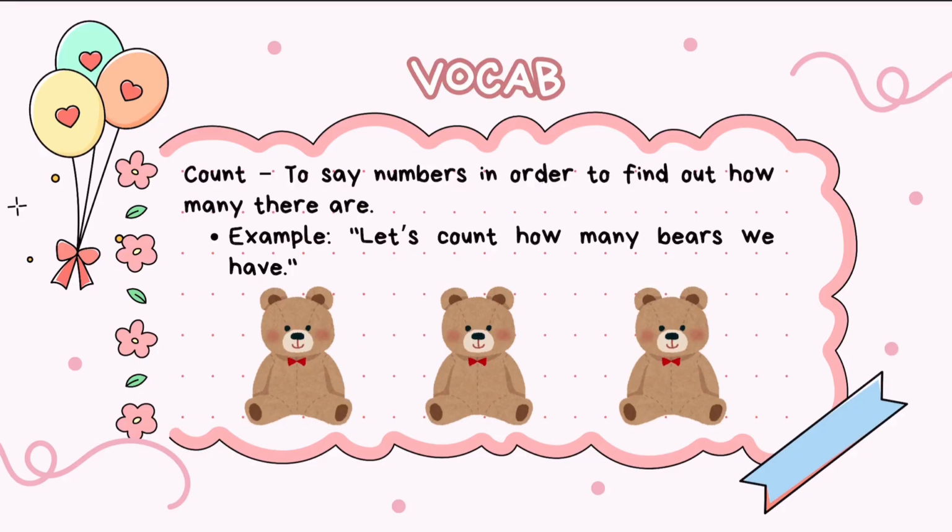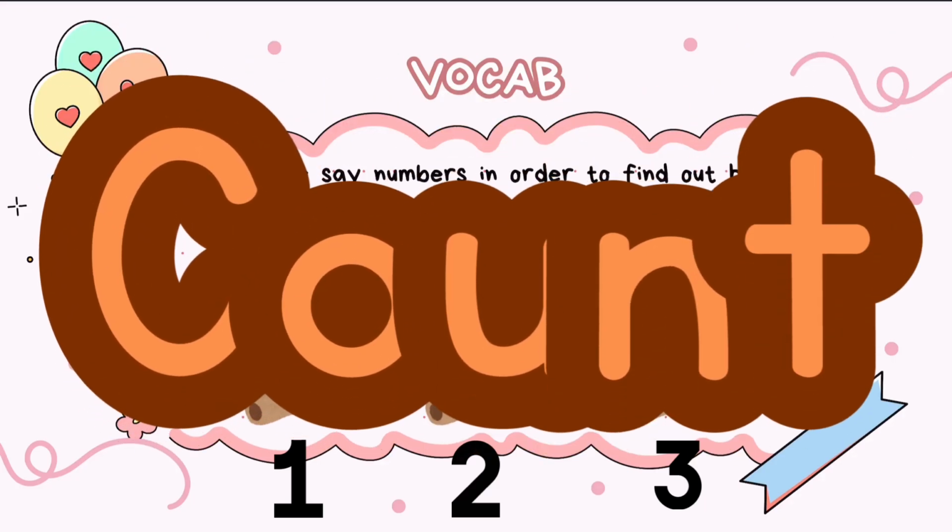Our next vocabulary word is going to be the word count. When you count, that's to say numbers in order to find out how many there are. An example of this is let's count how many bears they have. So let's do that. There's 1, 2, 3 bears. Great job. We just counted. Can you say the word count? Count. Great job. Let's go to our next vocab word.